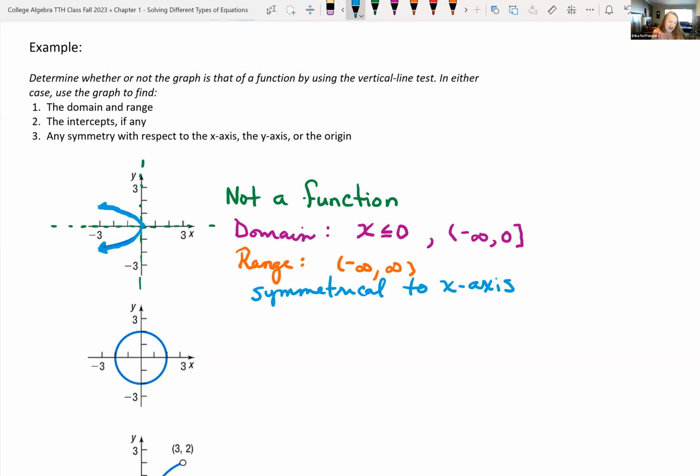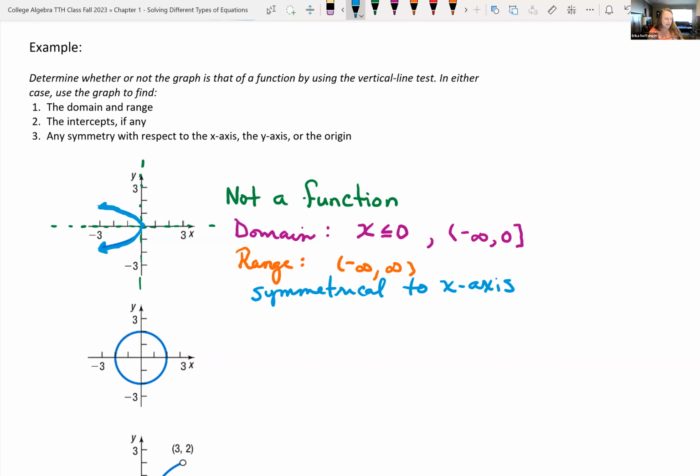So looking at the next graph, notice that you have a circle. You guys should be able to give me the equation of the circle. You guys have been looking at circles and graphing circles and finding equations of circles.